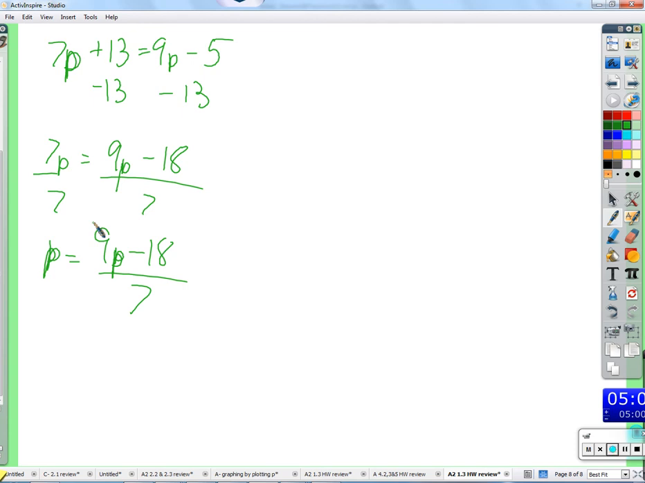So we need to fix this problem. To fix this problem, we need to get all of the p's on one side, or x's or n's or whatever, and only constants on the other side. That's what we're trying to get, right? So that's what we're trying to do. So how do we do that? Let's start over.